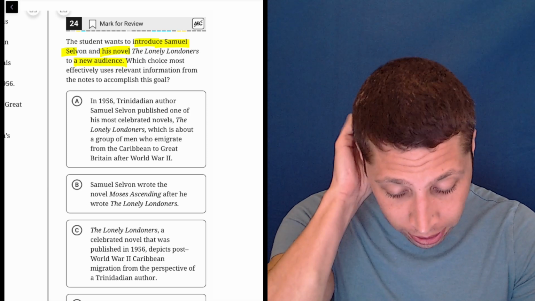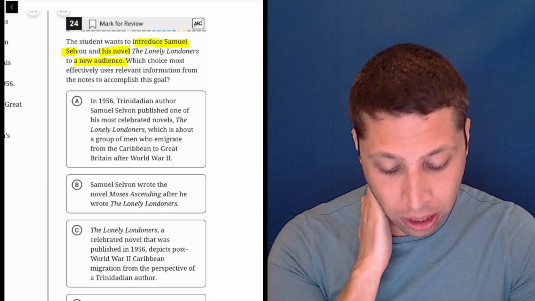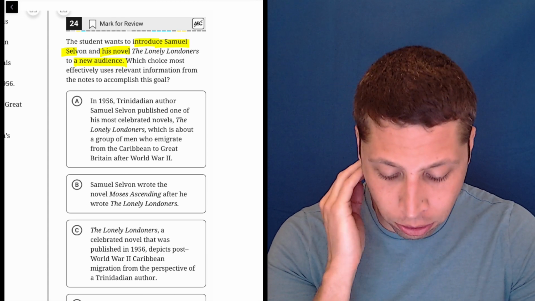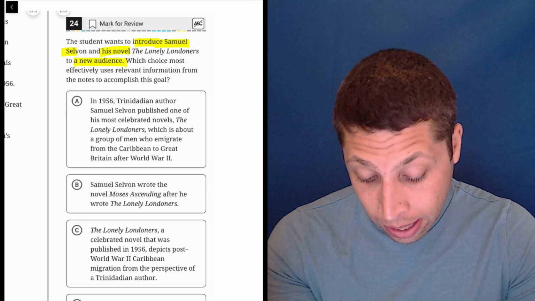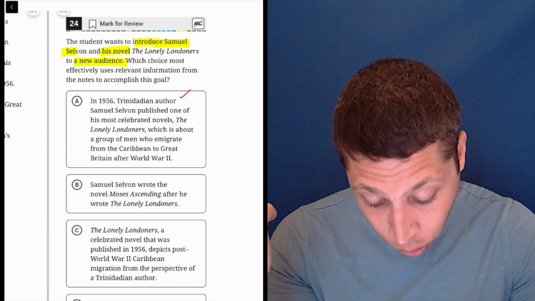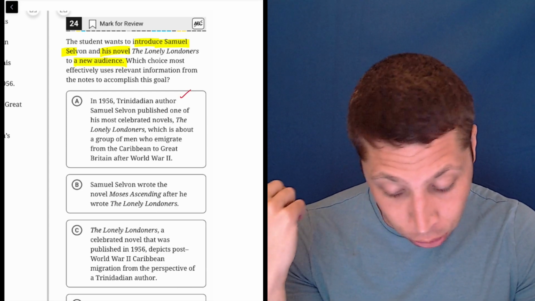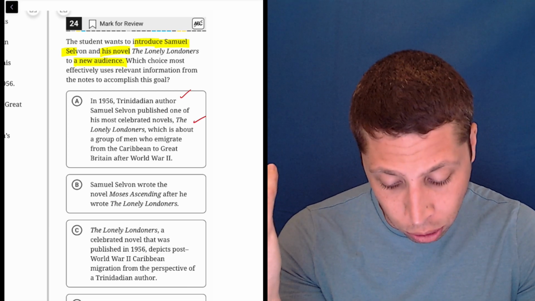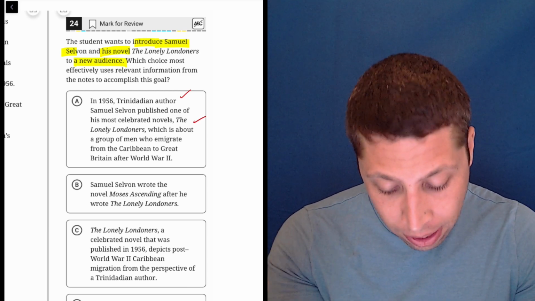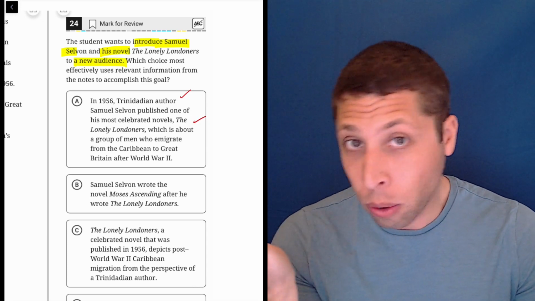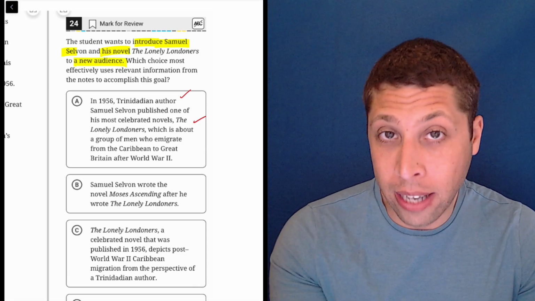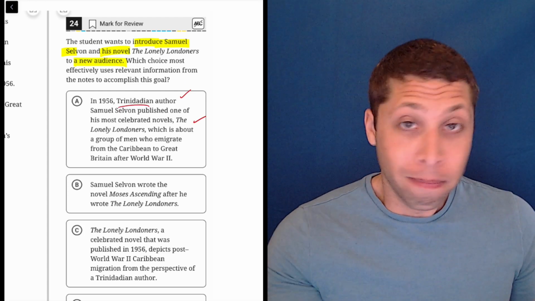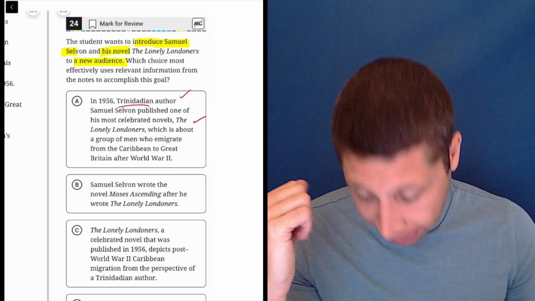In 1956, Trinidadian author Samuel Selvin published one of his most celebrated novels, The Lonely Londoners, which is about a group of men who emigrate from the Caribbean to Great Britain after World War II. Well, does it introduce him? I guess. It says he's Trinidadian. It's introducing his novel, right? So that seems to be good. And is it introducing it to a new audience? I would say so. Because if I didn't know who he was, then I wouldn't know that he's Trinidadian. That might be important. So this seems okay. It seems like it's doing the job.